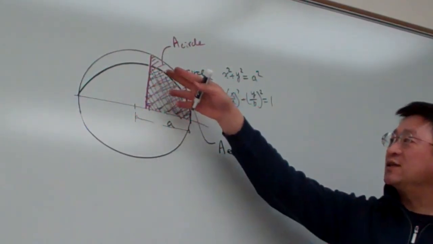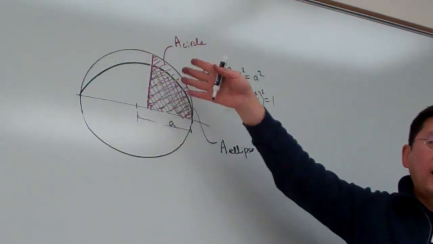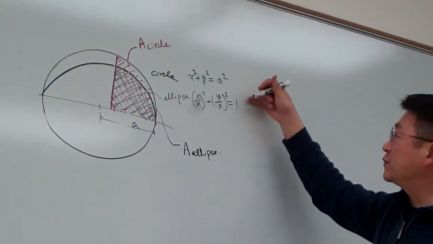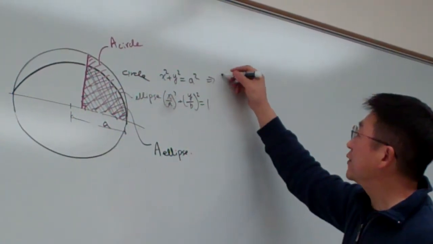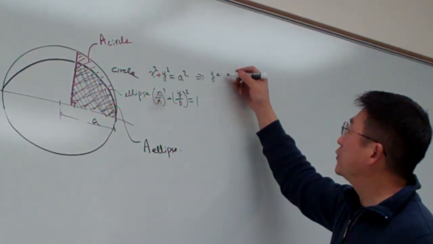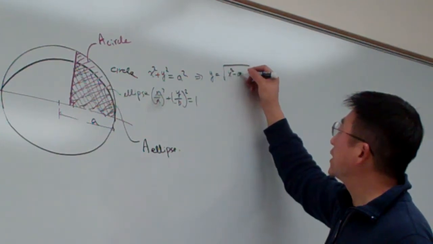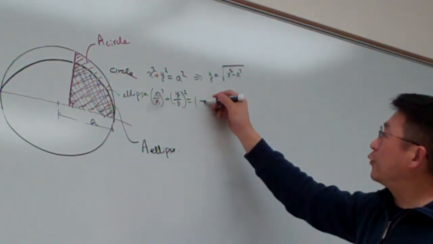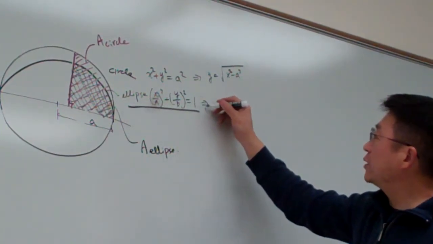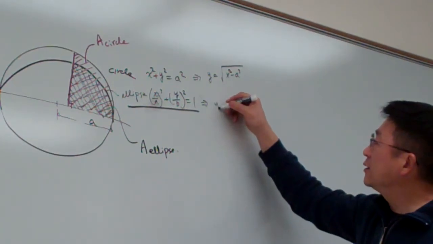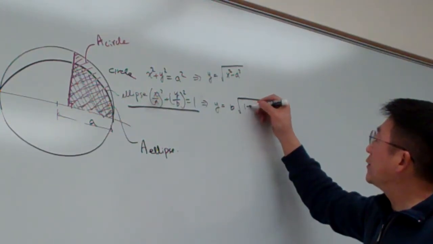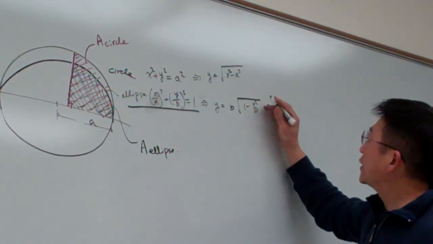From here you can see that it is basically the ratio between the y-axis values. They have a common x-axis. If you remember, we showed this earlier. For the circle, y equals the square root of a squared minus x squared. And for the ellipse, y equals b times the square root of 1 minus x squared over a squared.